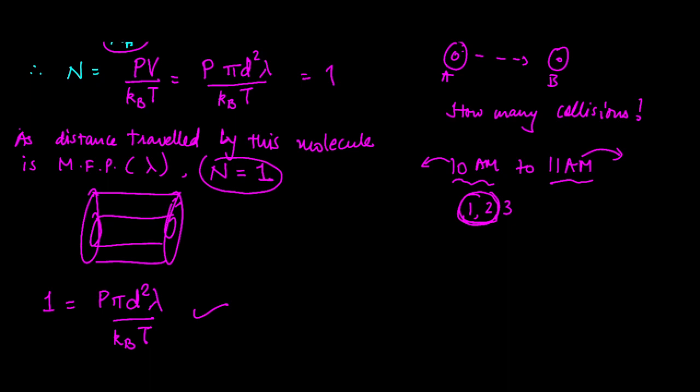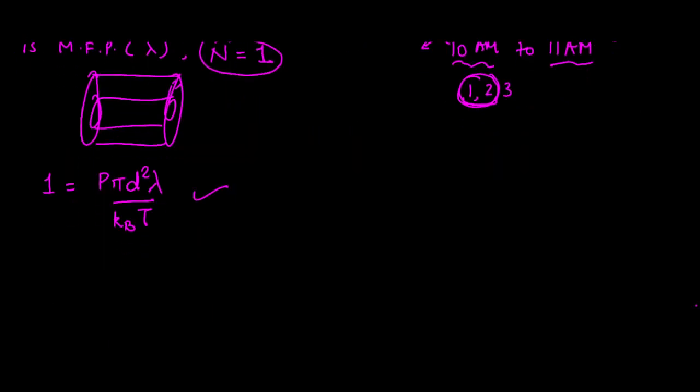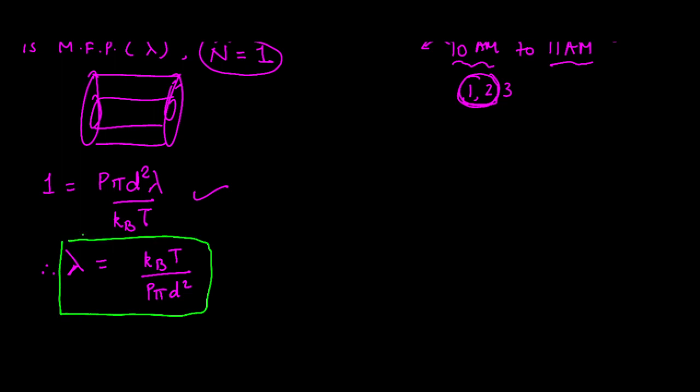Okay, now that's it. We have got the value of lambda. See? So lambda is equal to kBT by P pi d square. Are we getting a formula? So this is the formula for the mean free path. Okay, kBT by P pi d square.